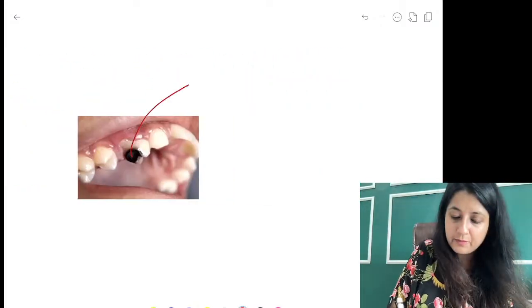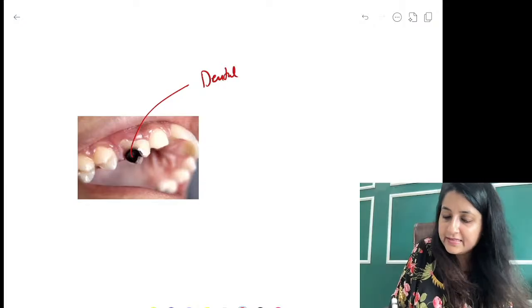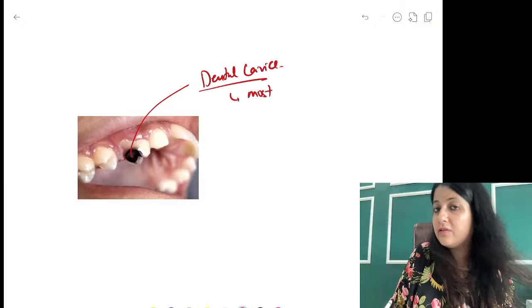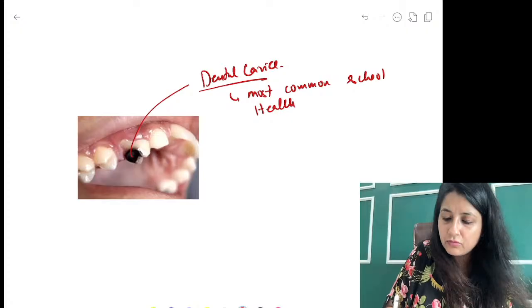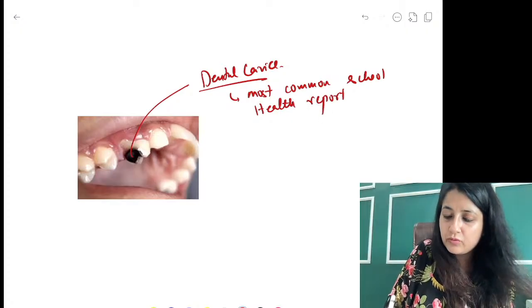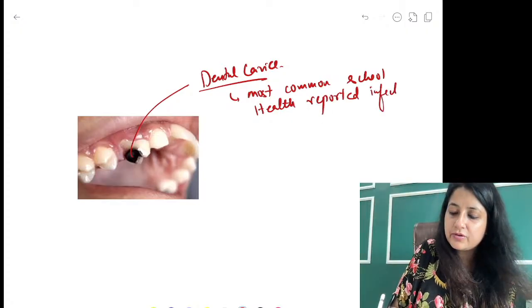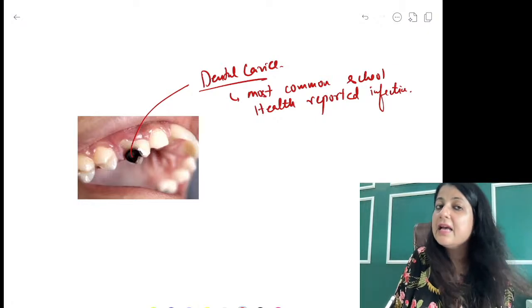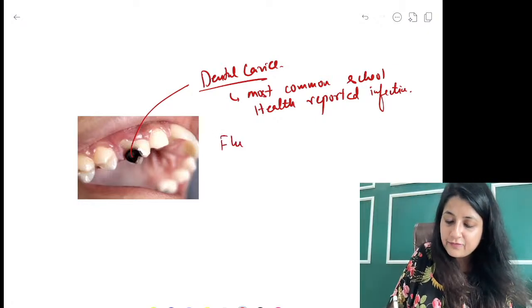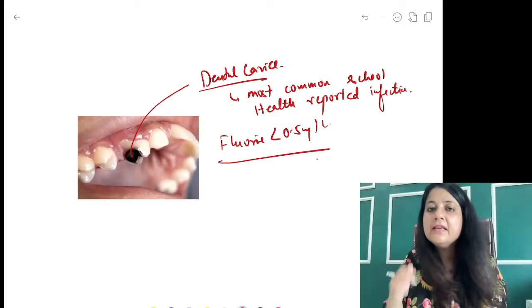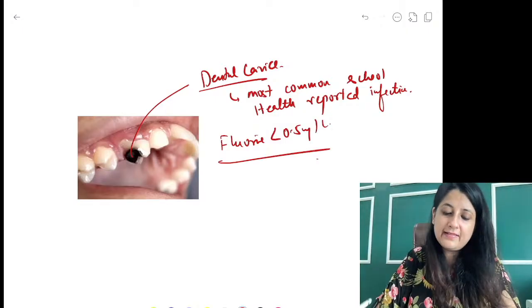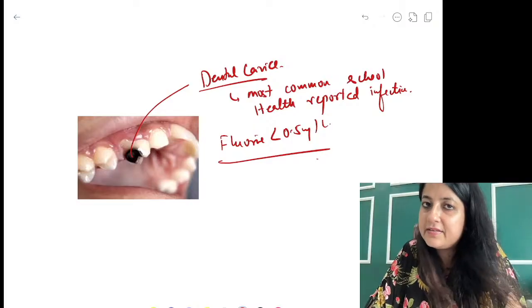deficiency is also a problem. This one right over here is dental caries. Dental caries is the most common school health reported infection. What is the most common school health reported infection? Everybody, it is dental caries. Now what happens in dental caries? The fluorine content is below 0.5.